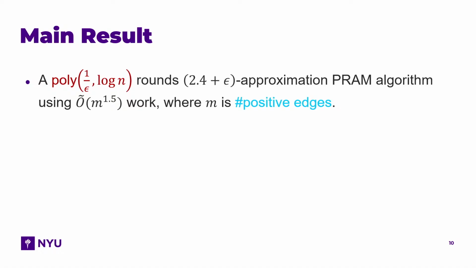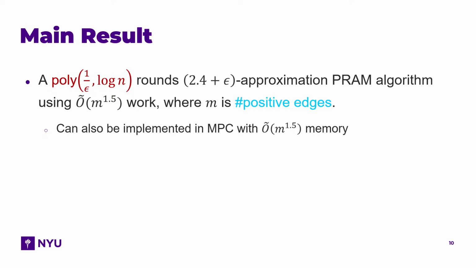You can easily transform this algorithm to the MPC model. It would take order m^1.5 memory. This is one drawback of our algorithm. Usually an MPC algorithm will only use linear memory, order m memory, but our algorithm has to take slightly more than linear. So this is bad. But the advantage is that our algorithm's depth is very small. Maybe some people won't agree.